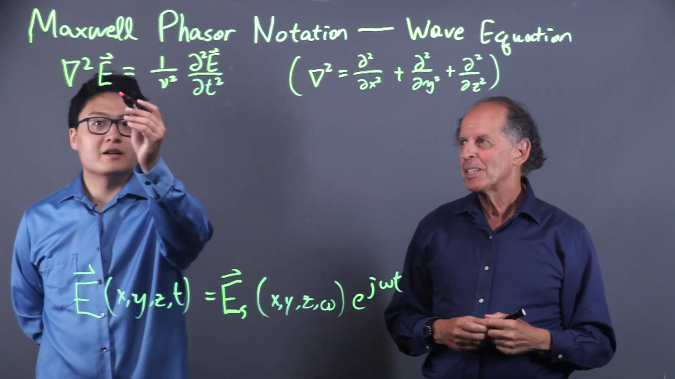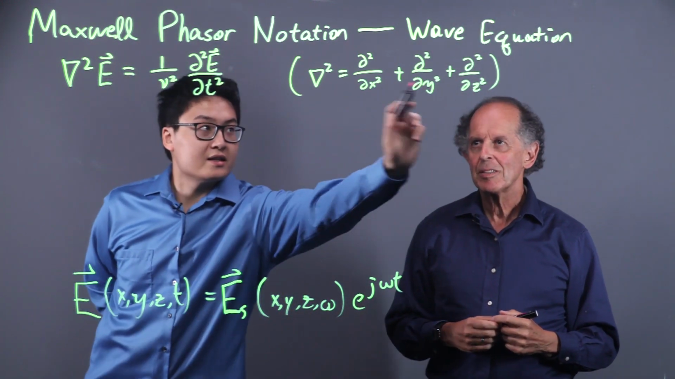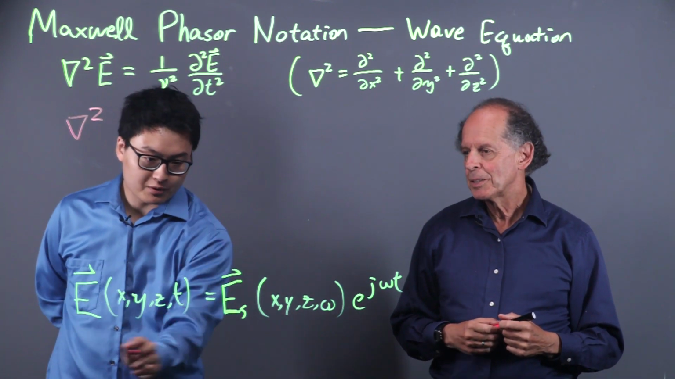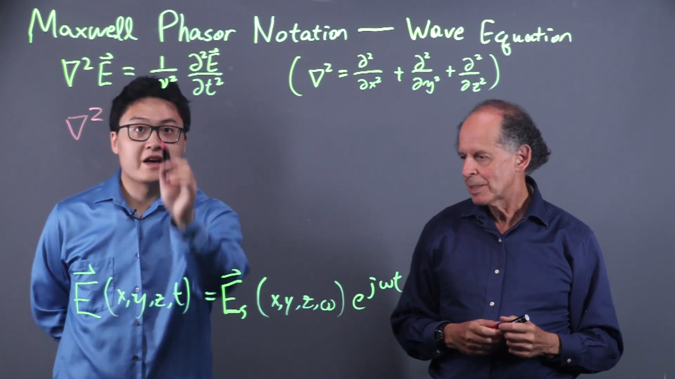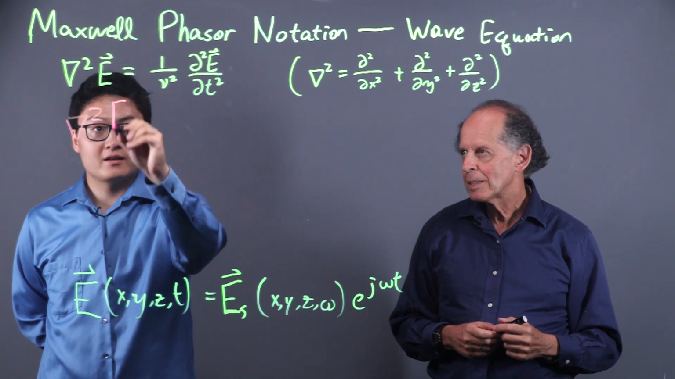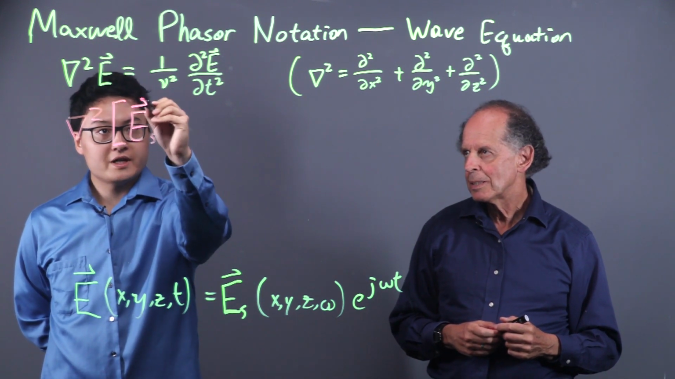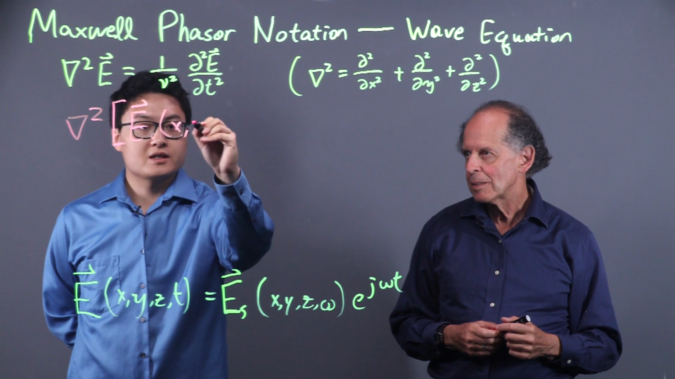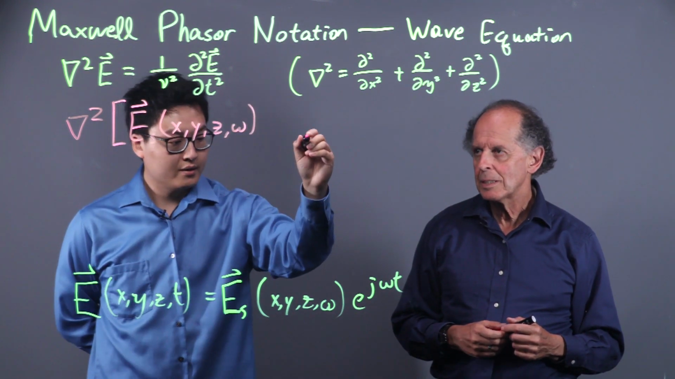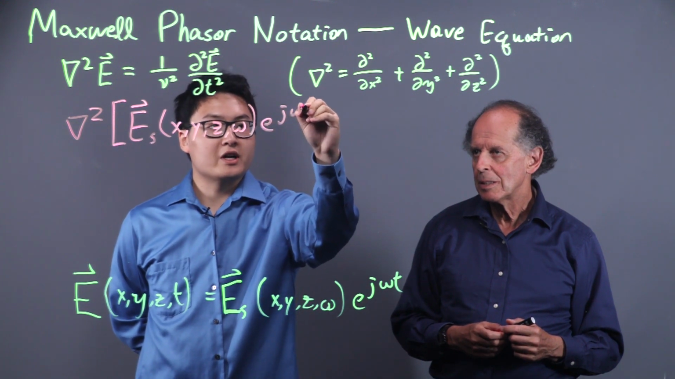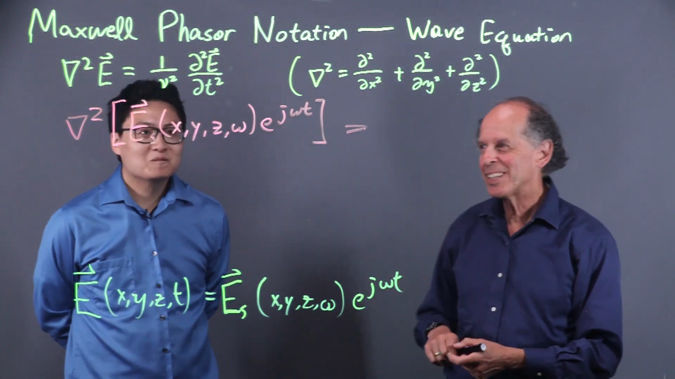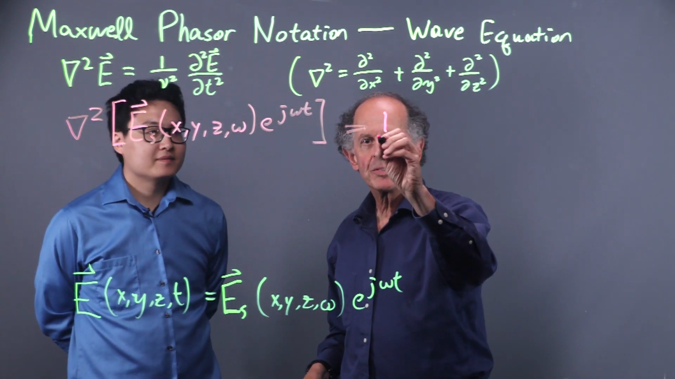Sure. I mean, the Laplacian is just this, as given. So I just write this down. If we substitute the E vector into this E, we would get this long form. So I'll just write that. E phasor of x, y, z, omega, e to the j omega t equals... And I get to do the right side. So, same idea, let's continue on.